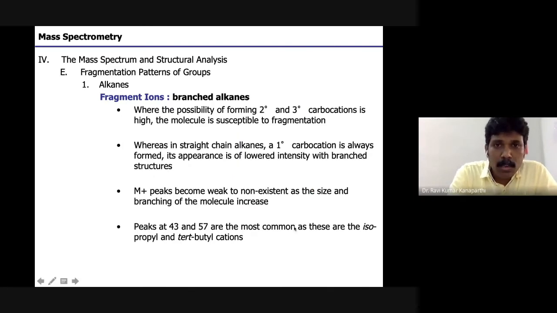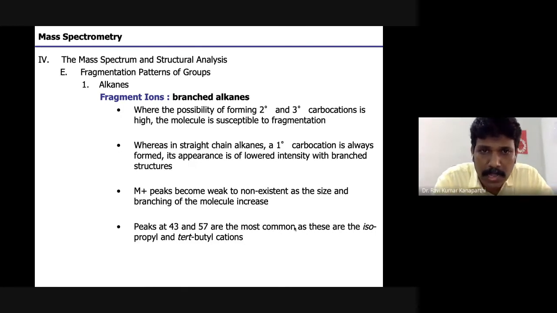As for the branched ones, we have already discussed branching. As I told you, if there is a possibility of forming a secondary or tertiary carbocation, that cleavage is more preferred than any other type of cleavage.